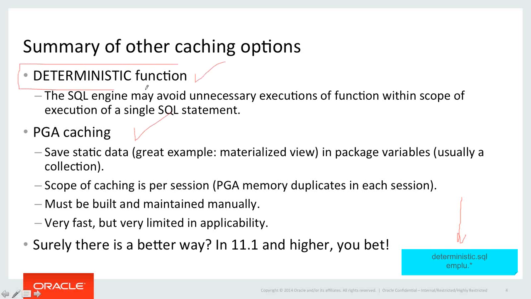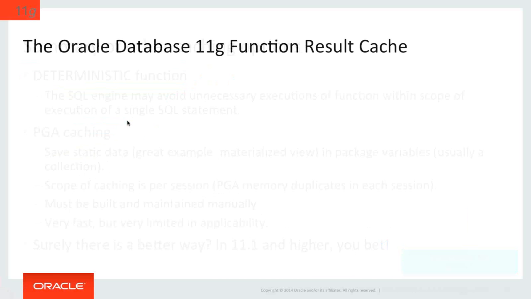Deterministic functions primarily you should utilize as a form of self-documentation and providing some additional information to the compiler that it might be able to use. PGA caching is a great technique to use, but it's very limited in applicability. So now, let's take a look at the function result cache.